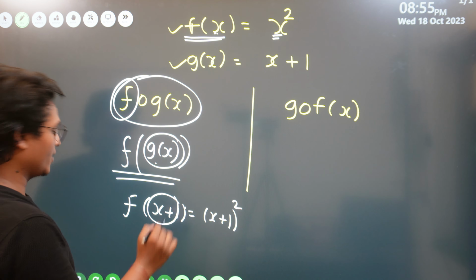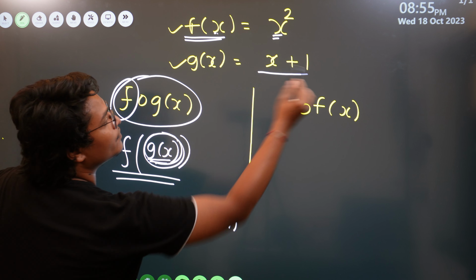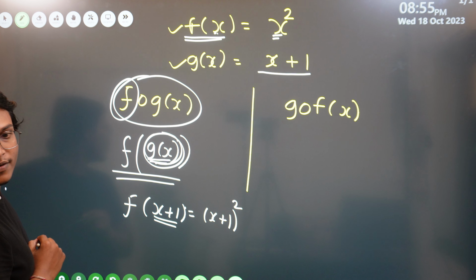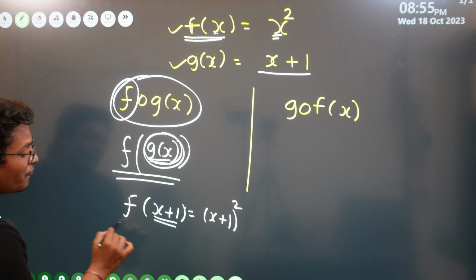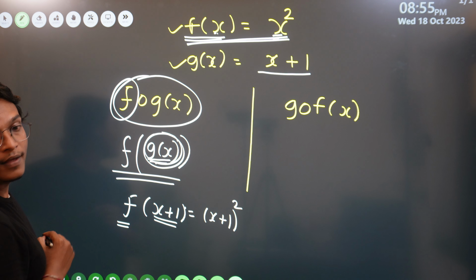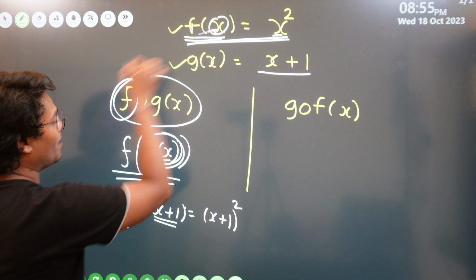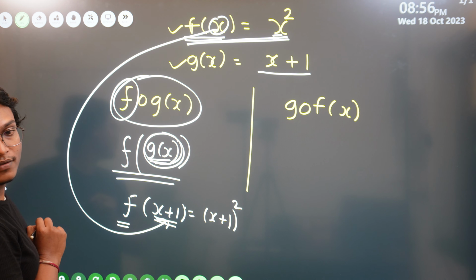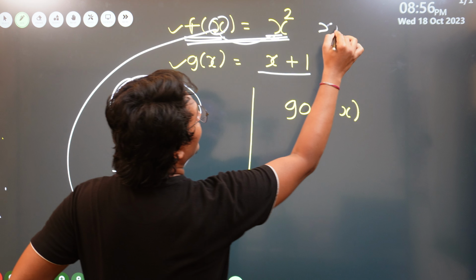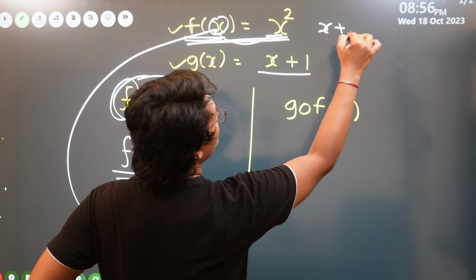Acha. See, have you understood it till here? Yeah, till there I understood. My g of x is what? x plus 1. So I am writing it at the place of g of x, right? But my function f of x is x square, correct? Now my x is also replaced by x plus 1. So I will replace this thing by x plus 1 and its square.